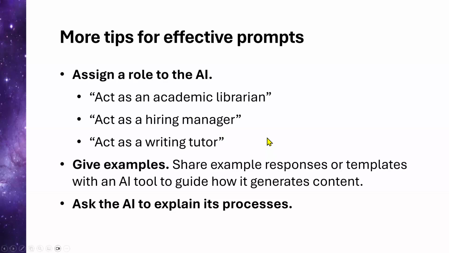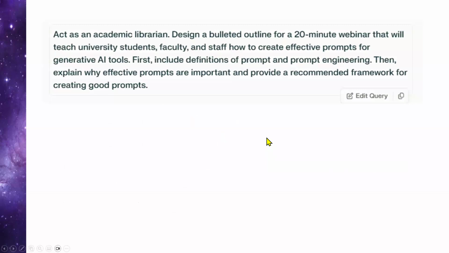All right, so now I want to give you all a little peek behind the library curtain. And I'm going to show you how I prompted an AI tool for help with designing today's webinar. So I used Perplexity, which is a popular free AI tool that can generate text, code, and images. And this was the initial prompt that I submitted to Perplexity.